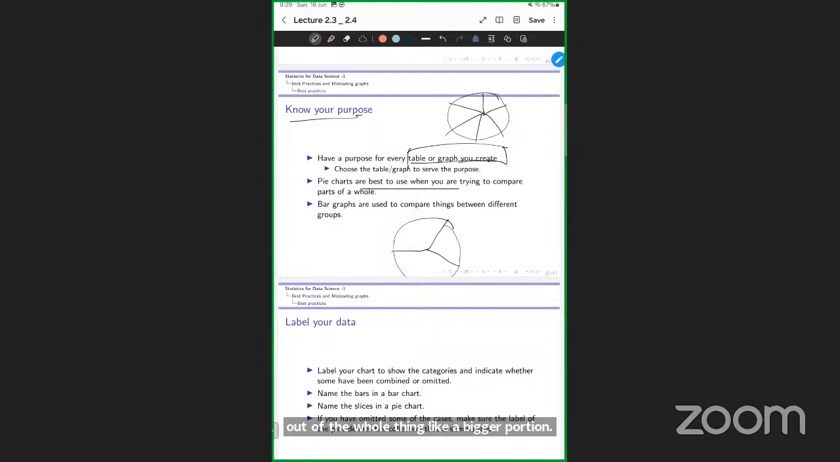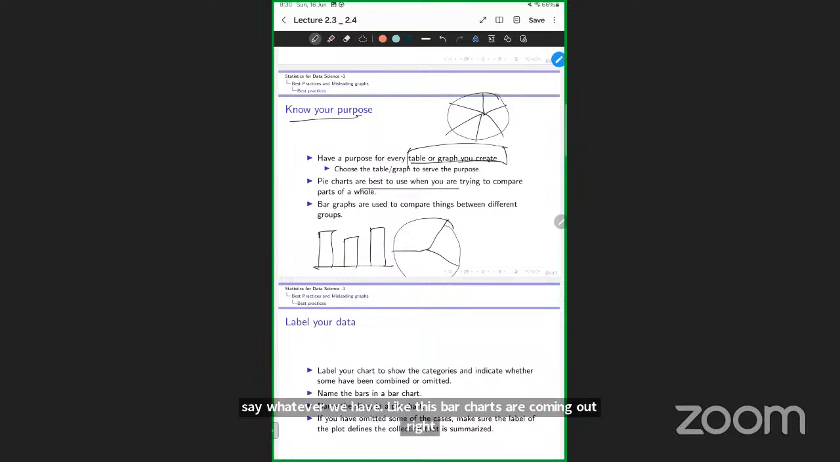But if you want to compare things between different groups on an absolute scale, not relative to a whole, where there is no whole thing at all, then bar charts come out. They could come out of different things also. Let's say, sir, I have a question. Should I read it?